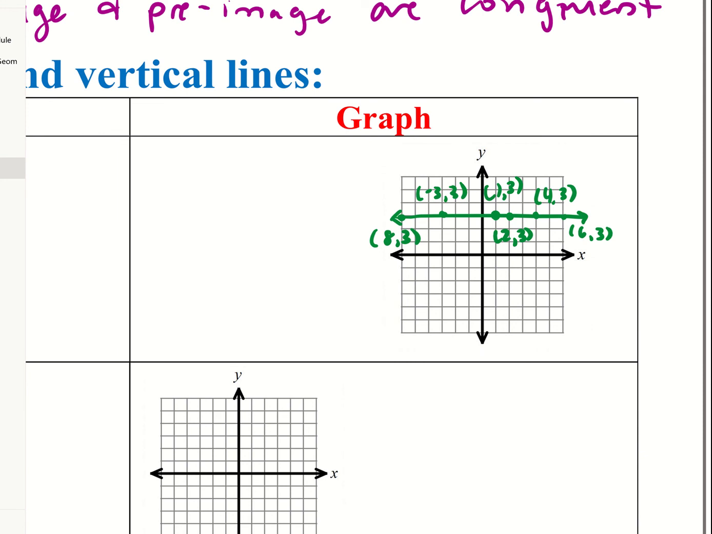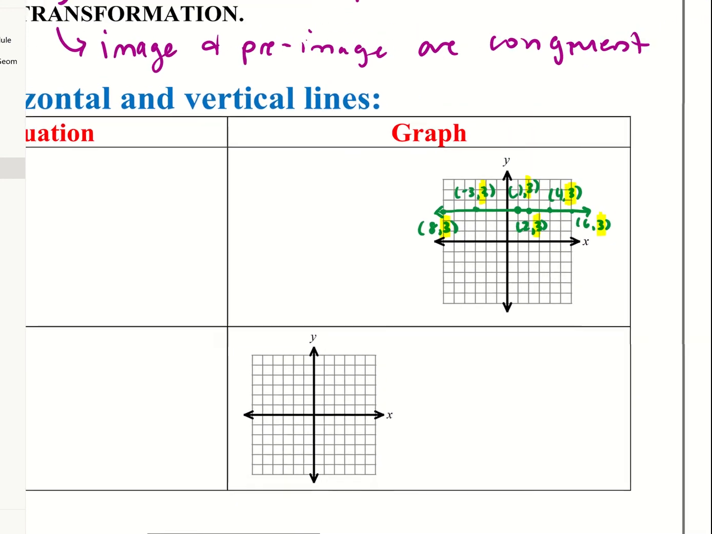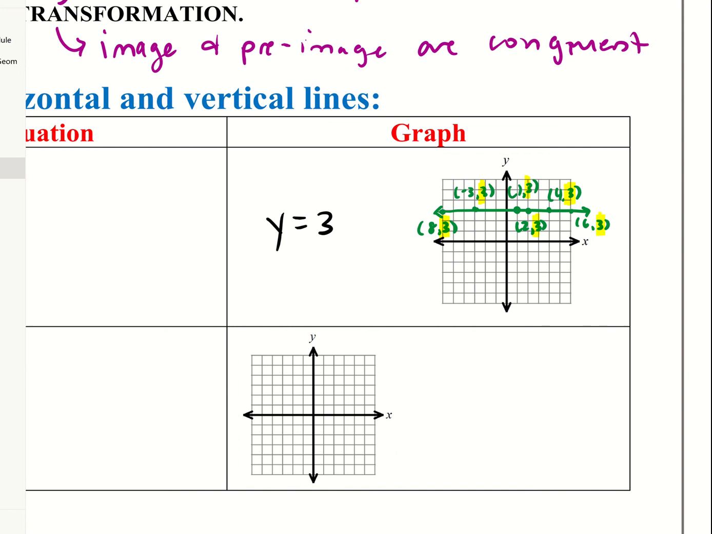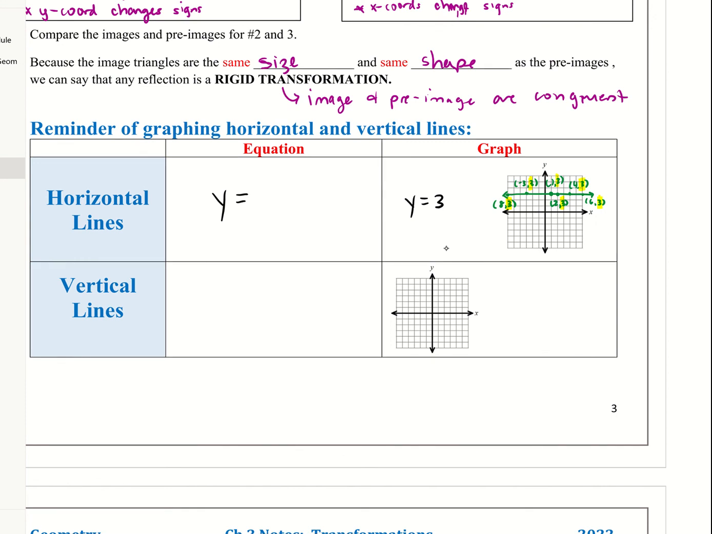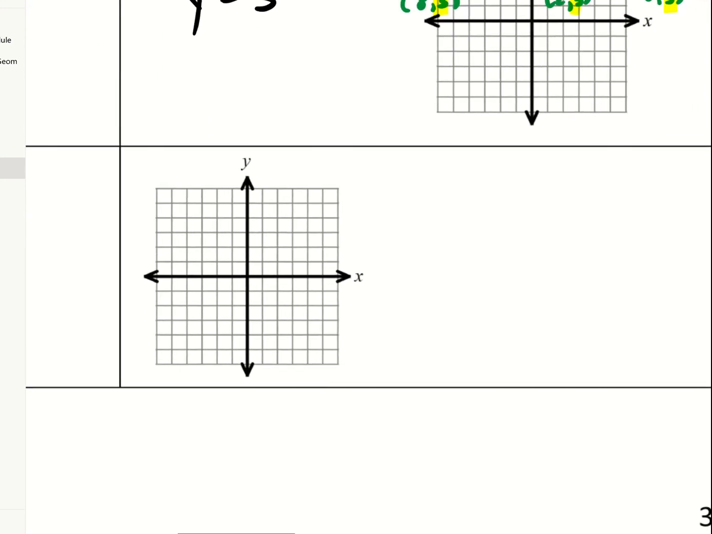What I want you to notice about this horizontal line is that the x values are going to change and be any number, but the y values will always be the same number, 3. The equation of this line is y equals 3. x can be anything you want, but the y will always stay 3. A horizontal line will be in the form y equals some number, and that number will be the height of the line. Vertical lines. If I draw a vertical line, maybe I'll draw one right here.